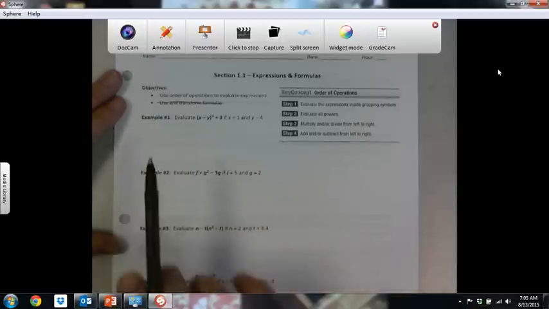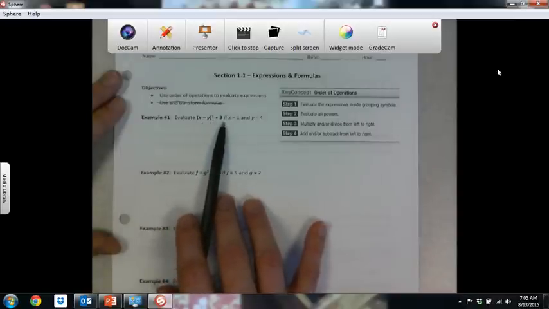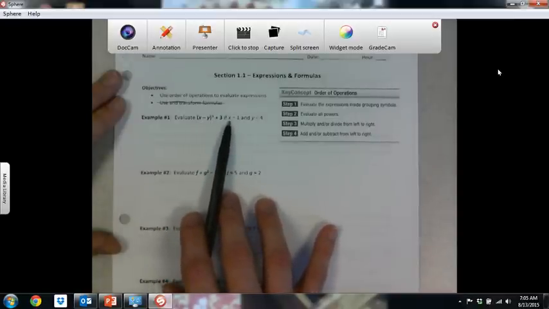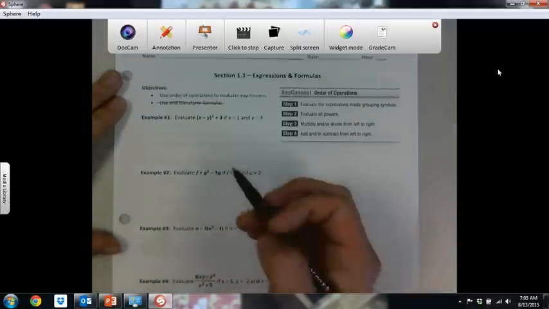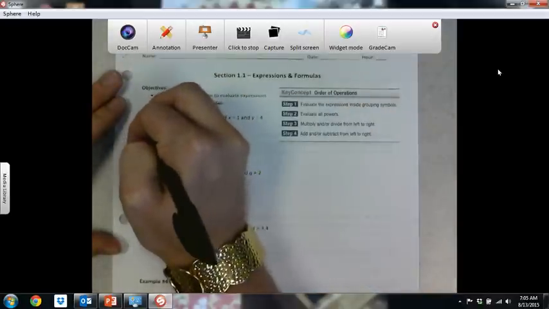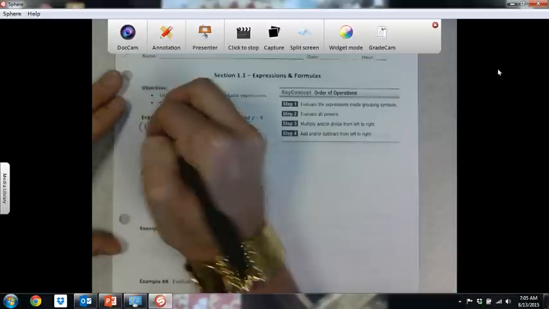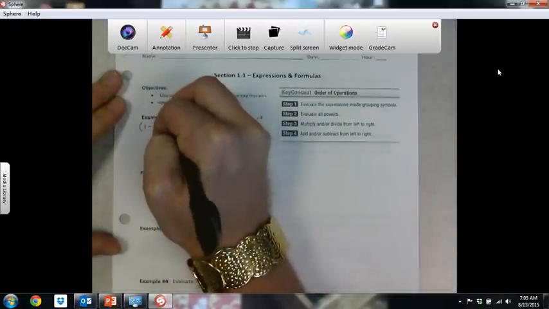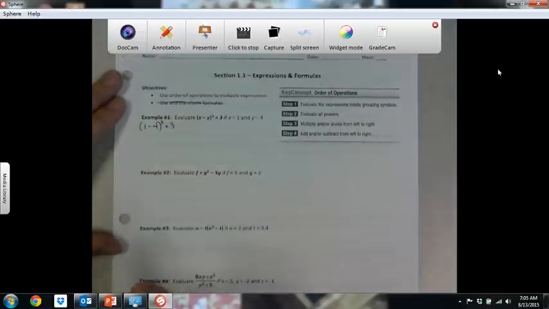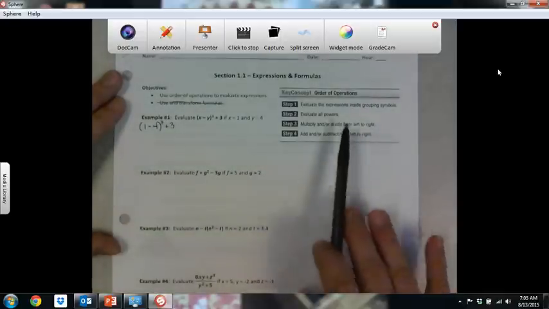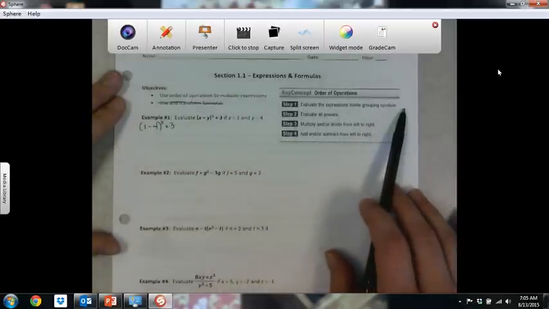So for example number 1, it gives us this expression, the quantity x minus y to the third power plus 3, and they want us to replace all of the x's with 1s and all of the y's with 4s. So that will be the very first thing that I do here. I'm going to replace the x with the 1 minus 4 cubed plus 3. So now I have no more variables left, only numbers, and then I'm going to use my order of operations to solve. Here it says for step 1 to evaluate expressions inside grouping symbols.